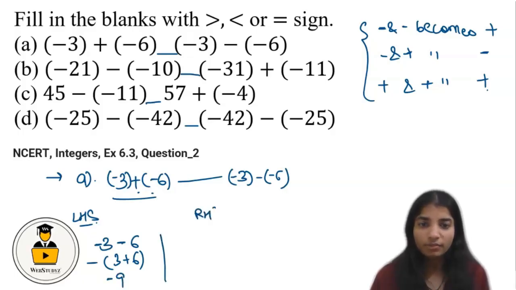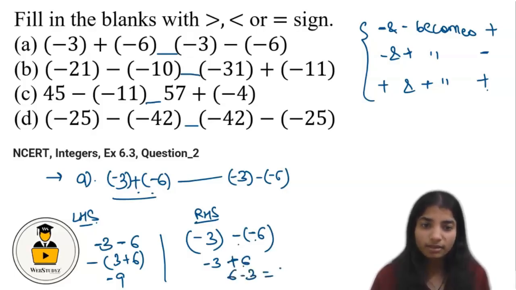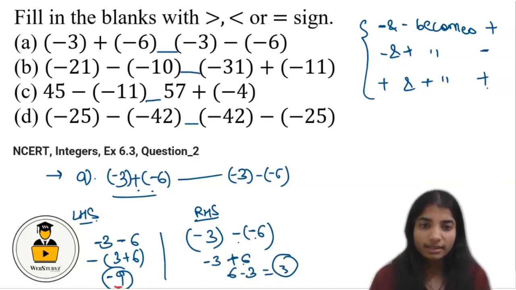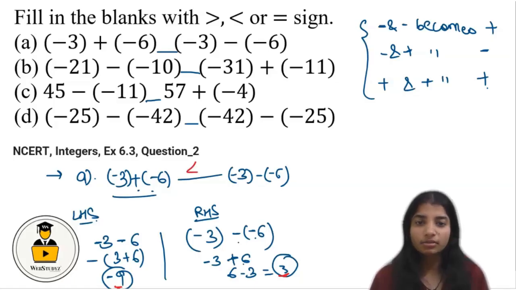Now, taking the right hand side, that is minus 3 minus of minus 6. So this becomes minus 3. As we just discussed above, minus and minus become plus, so this is plus 6. So 6 minus 3 is equal to 3. So this is minus 9 and this is plus 3, and we know that minus 9 is less than plus 3. So we can say that the left hand side, minus 3 plus minus 6, is less than minus 3 minus of minus 6. So this is the answer to part A of this question.